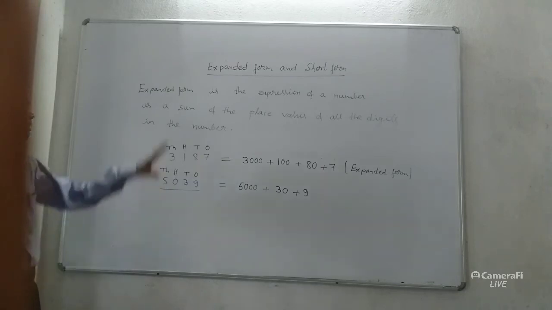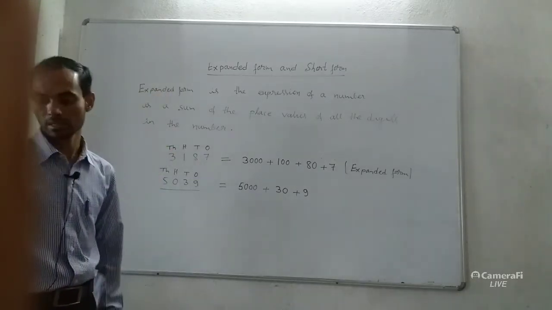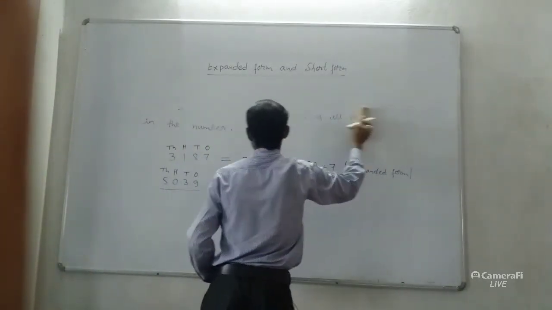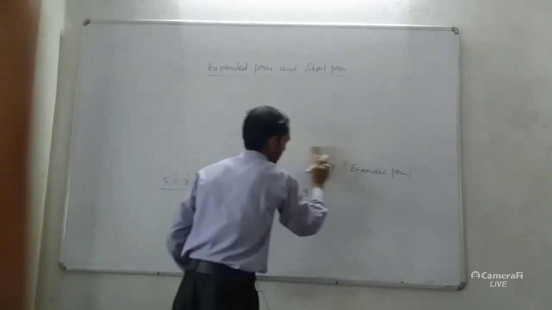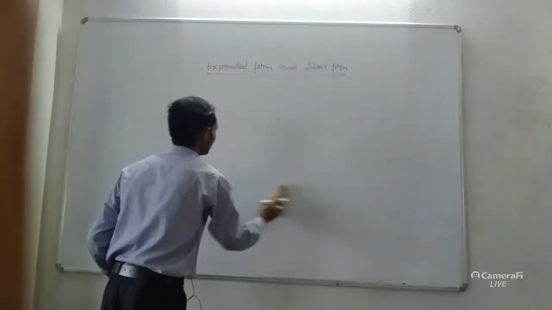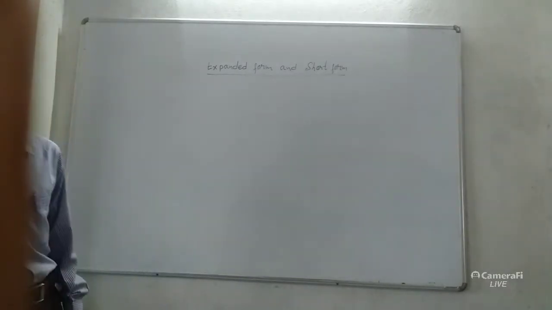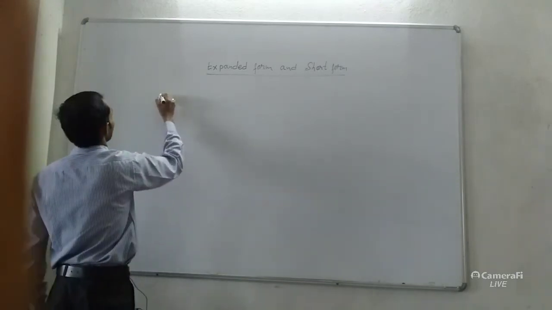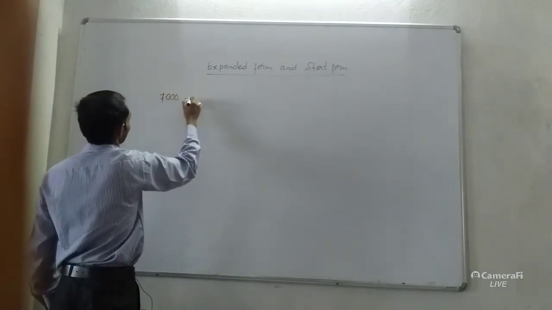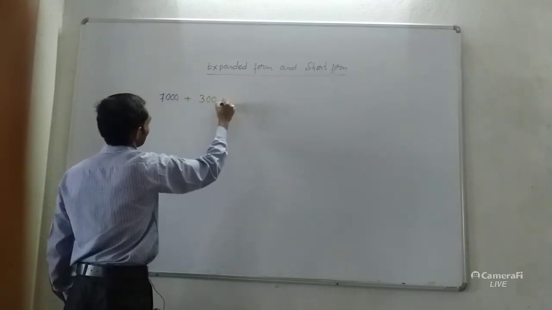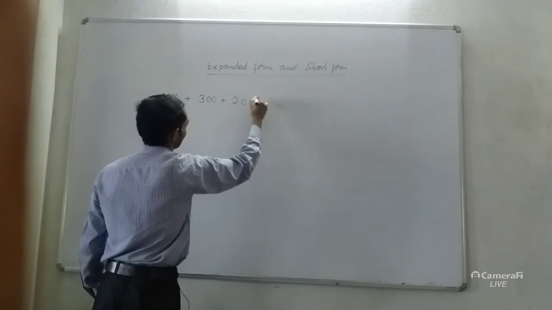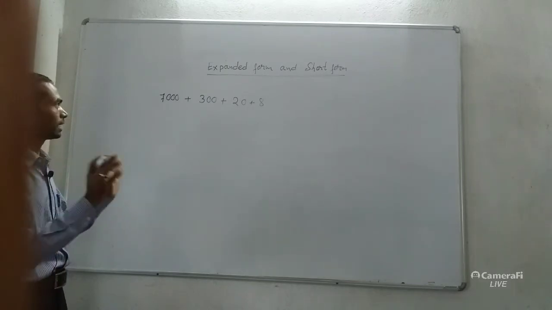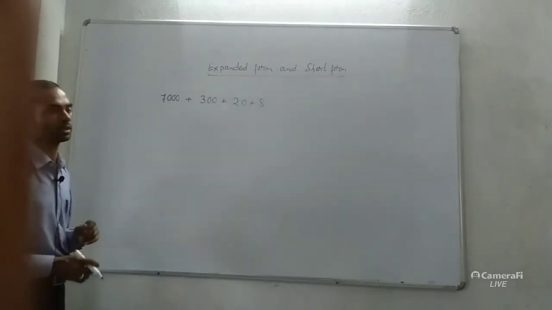5039. So this is the expanded form of any number. Now short form. What is a short form? Short form is just the converse of expanded form. That is, a number is already given in expanded form, and you have to write it in its actual form. Suppose a number is given in expanded form like 7000 plus 300 plus 20 plus 8. This is the expanded form of a certain number. You have to write it in short form, that is, the actual number.